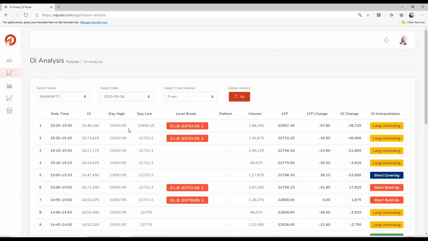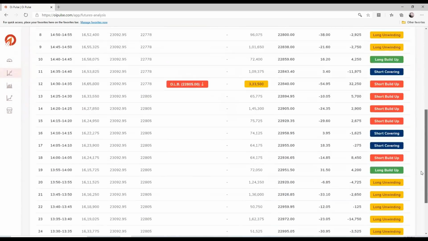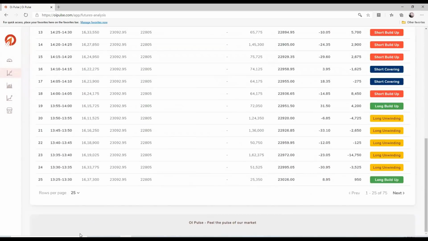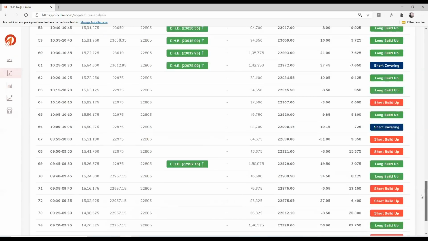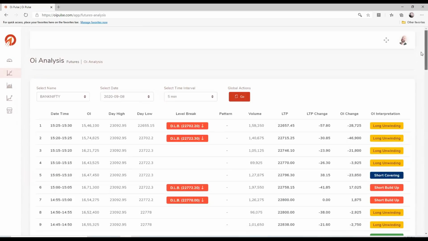Okay, talking about this page, currently we are seeing a 5 minute time frame, and look at the data, it has more than 75 rows. So in case you want to see all the data in a single page, all you need to do is just click on that 75 and you should be able to see the data right from the beginning till 3:30. All you need to do is just scroll up.